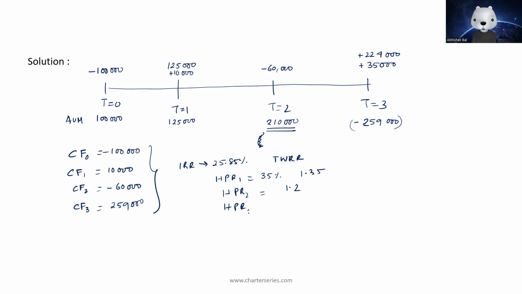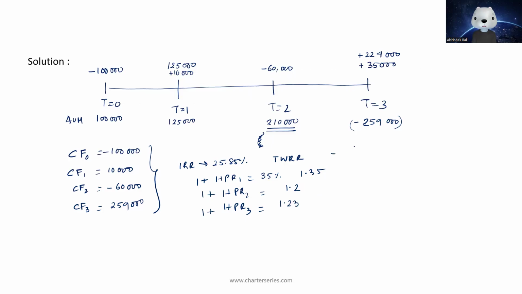And for a similar reason, the holding period value for year 3, these are all 1 plus, 1 plus, 1 plus. Okay. So this, you're going to get a value of 1.23. So the rest of the things are easy.